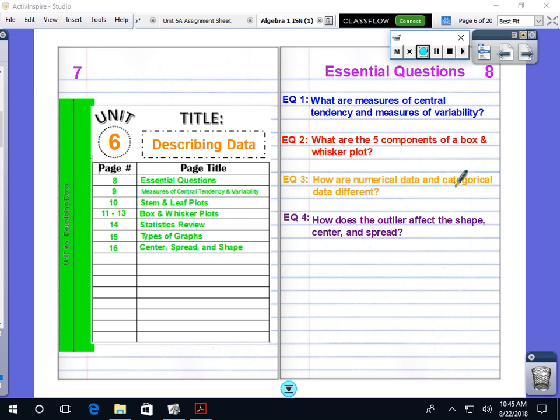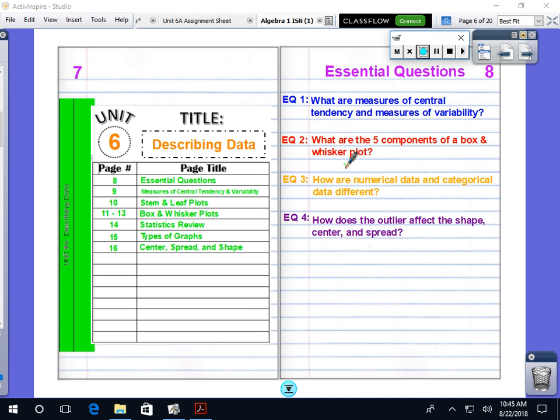Okay, so today we're going to be working on pages 14, 15, and 16. There'll be a foldable on each page. We're going to be learning how numerical data and categorical data are different. And we're also going to learn how the outlier affects the shape, center, and spread.